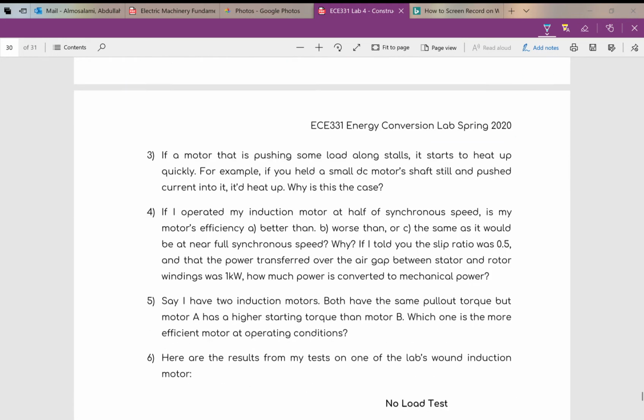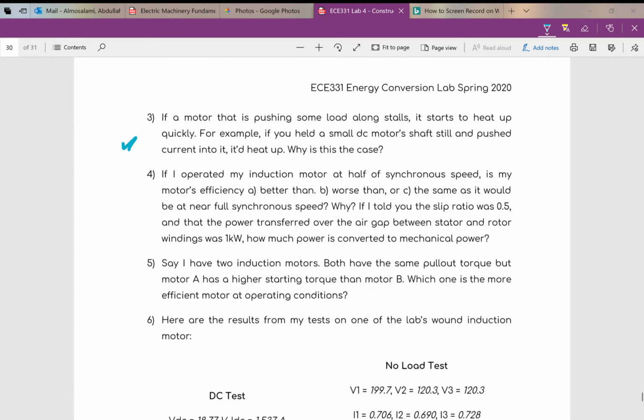Okay. Number 3, if a motor is pushing some load and stalls, it starts to heat up. Why? All right, so what did we say? For an induction motor, if it's stalled, first thing that you'll note is that its slip ratio S equals 1. If its slip ratio is 1, that means that the rotor circuit's resistance is going to be at its lowest. Okay, the impedance of the rotor circuit is going to be at its lowest, and that's something that you can observe if you just draw up the equivalent circuit diagram. I'm going to draw it over this question over here. Okay, I'm just going to do that real quick.